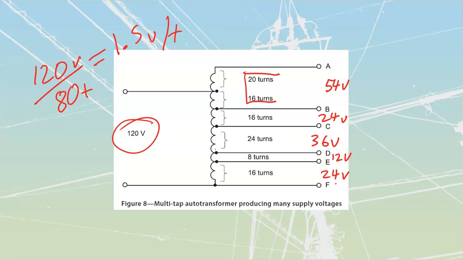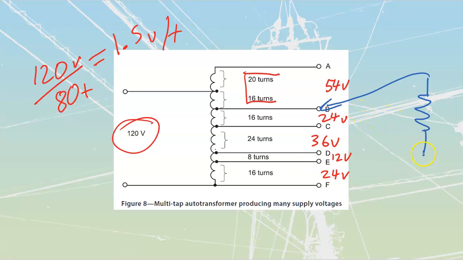Which means that now what I can do is just by selecting taps, I can get all sorts of different values that I can go and pull out of this transformer. I can go and connect a load. We'll just take a big old resistor over here. And I could connect that resistor across from here to here, let's say. If I did that, I would get the sum of those two voltages, 24 plus 36. So I would see a 60 volt connection over there.